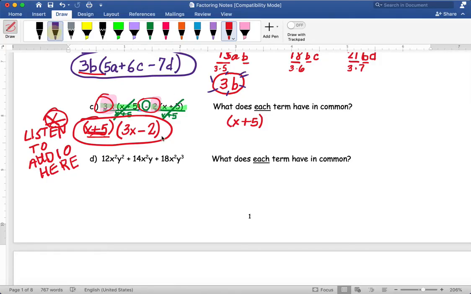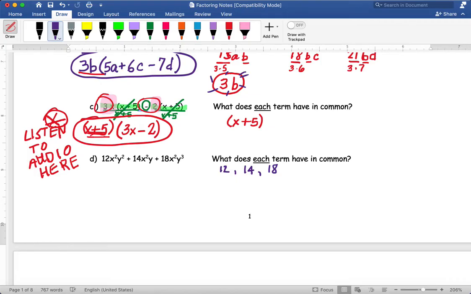All right, back to purple. Last one. What does each term have in common? Well, I'm going to look. My numbers are 12. This is the integer part. 14. And 18. All right, so I'm thinking 6 divides 12 and 18, but not 14.